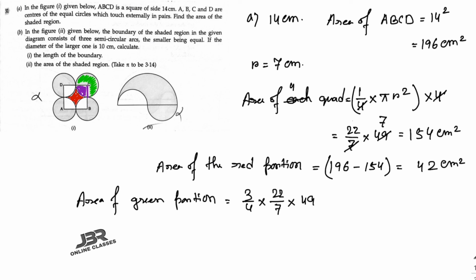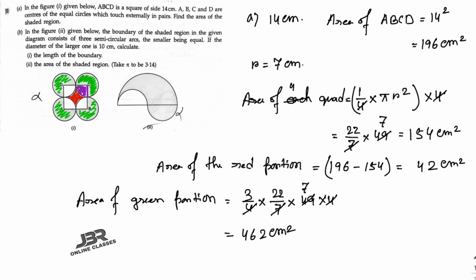Now how many green portions are there? Total 4, this one and this one. So that means here again you have to multiply it with 4. So here 4 cancels out, then that is equal to 21. So 21 into 22 is equal to 462 centimeter square.